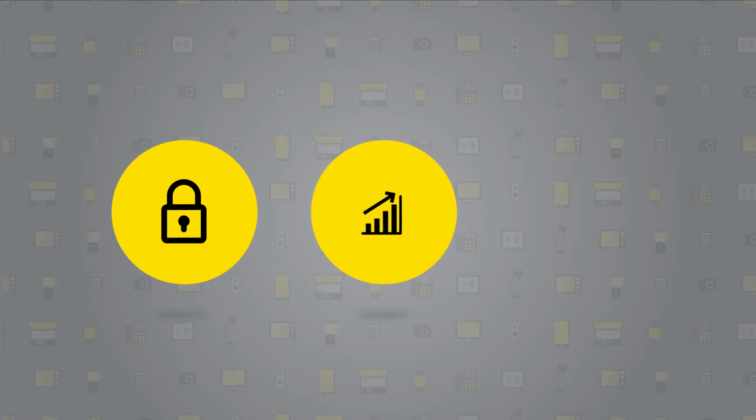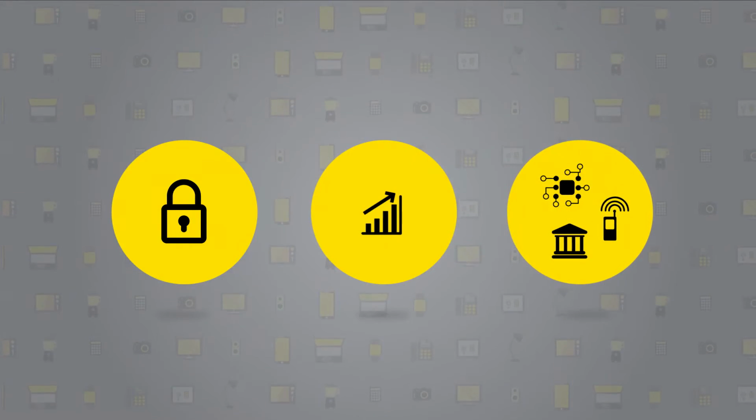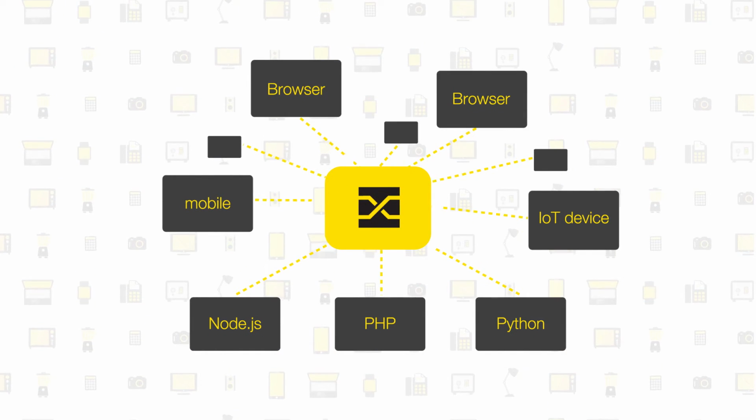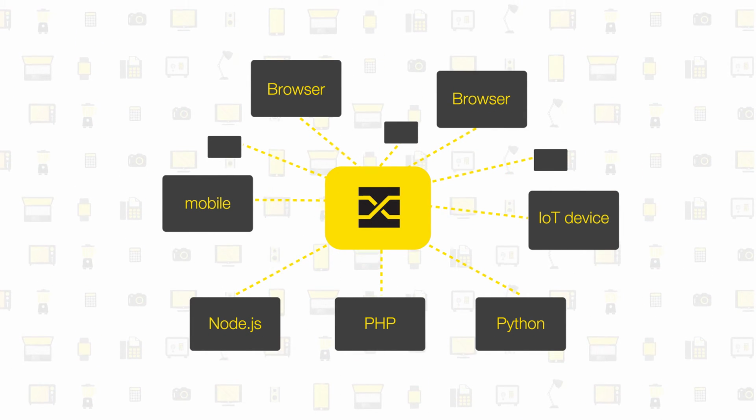Crossbario is secure, scales to handle hundreds of thousands of devices, and is used by hobbyists, banks, and telcos. It's also open source and part of a wider ecosystem around the WAMP protocol which it uses.